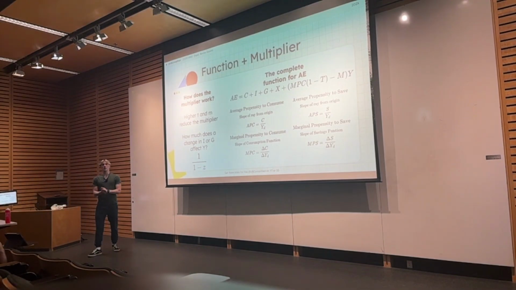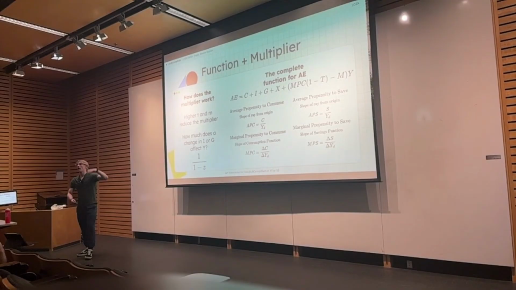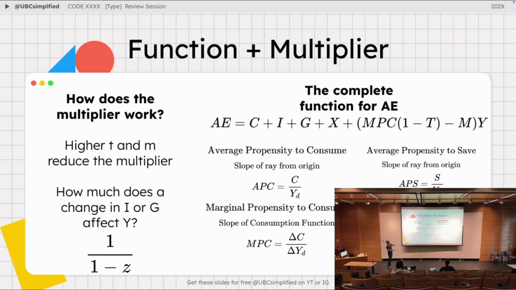The way that this works is that if we increase, let's say, investment, we spend a bunch of money, we increase investment by X amount, so our y-intercept goes up, how much will that actually impact real GDP? That's our multiplier. It's just 1 over 1 minus z, where z is the slope of the line. So if we increase investment or government spending by X amount, then our multiplier times X will be the increase in real GDP.